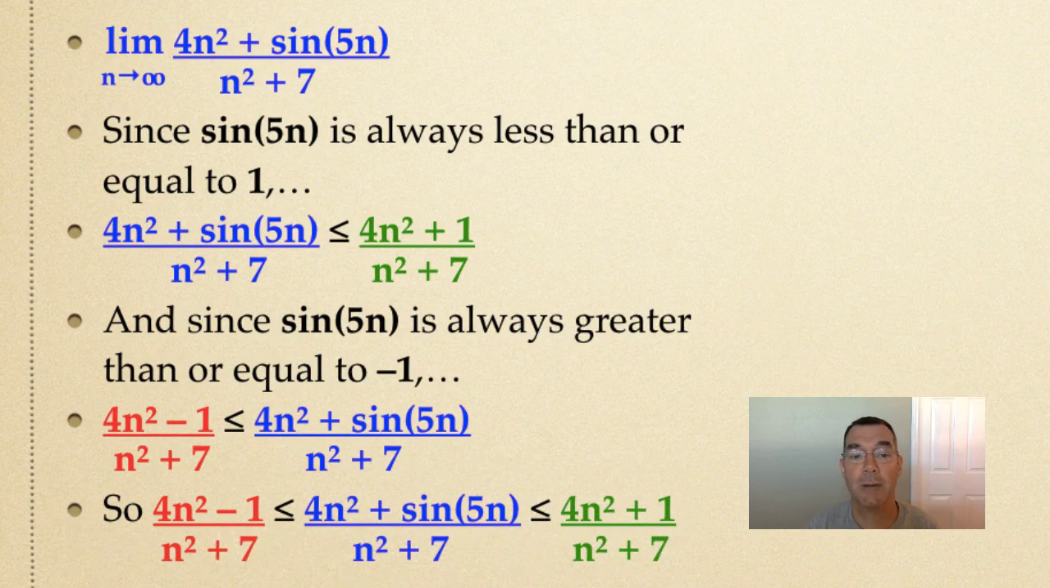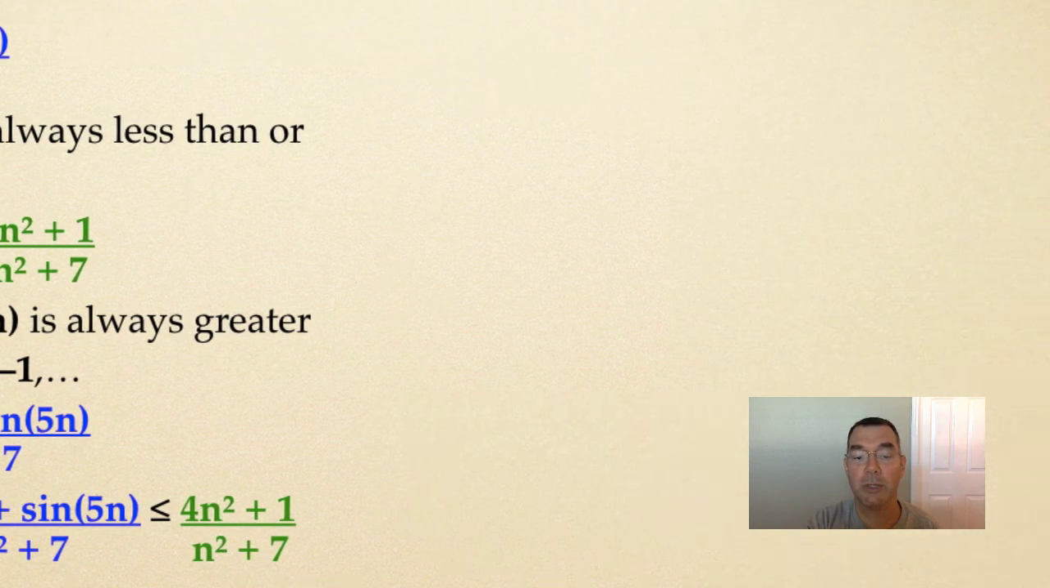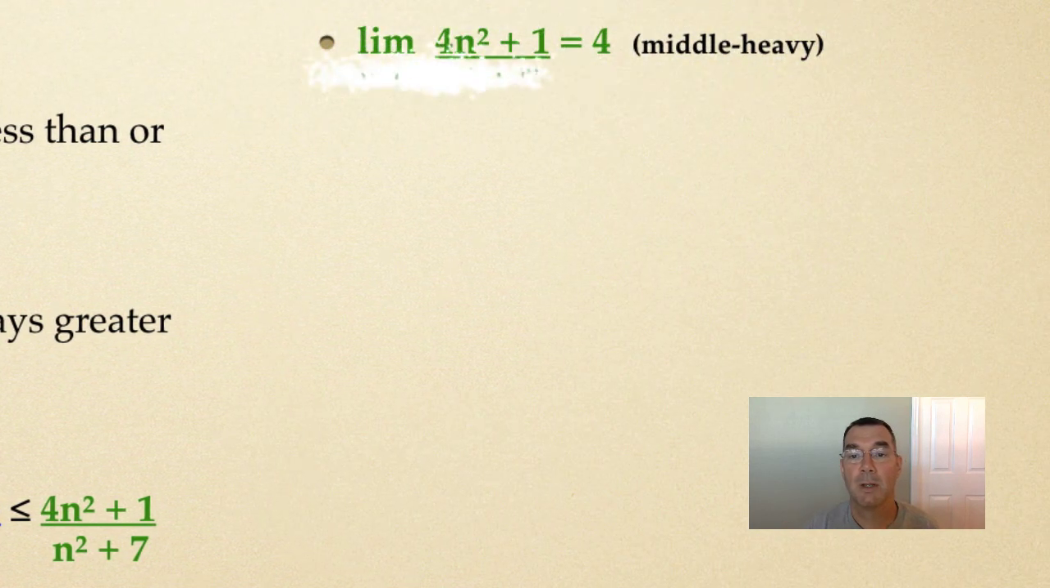All right, so I have these three functions here. The blue one is the one I was given. The green one is consistently higher or equal, and the red one is consistently lower or equal to the given sequence. Let's look at the green one, the one that's always bigger or equal. That's a middle heavy function, and we know how to handle those. The limit as n approaches infinity of that sequence is going to be 4.